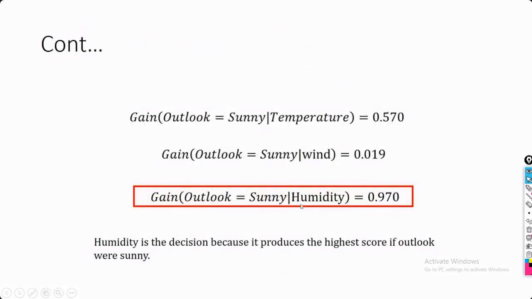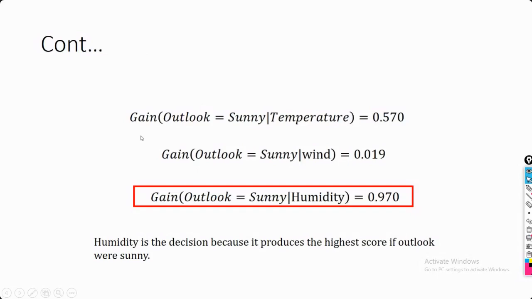When you perform the calculation, as I said, you are going to consider all the attributes and all the combinations with respect to outlook equals sunny, because we are considering the left hand side branch.